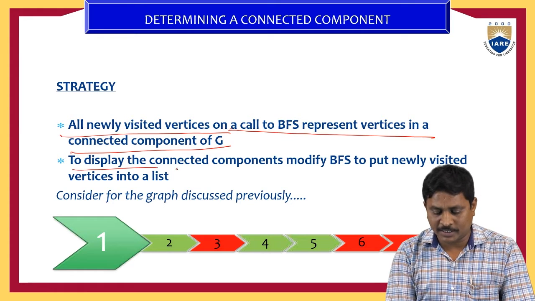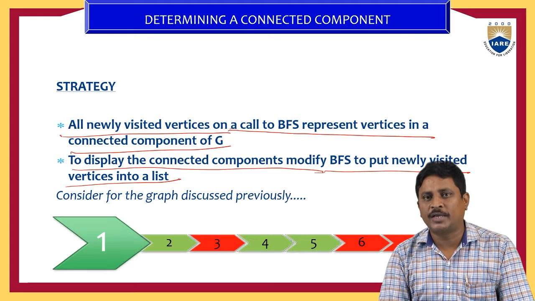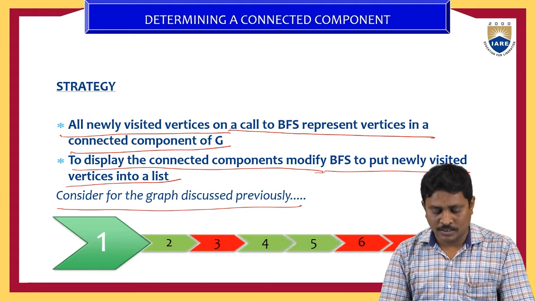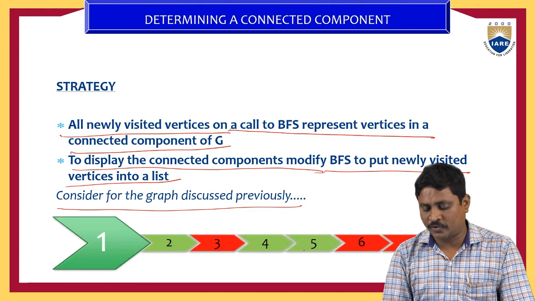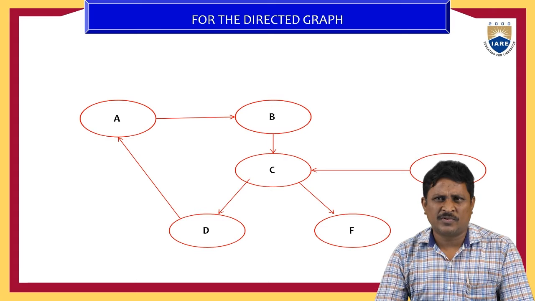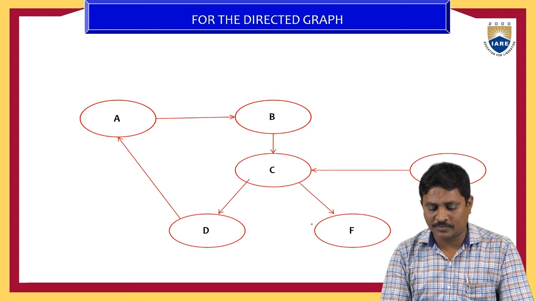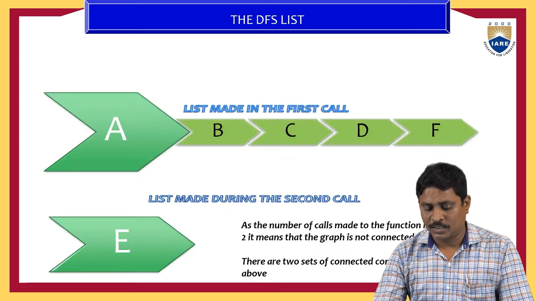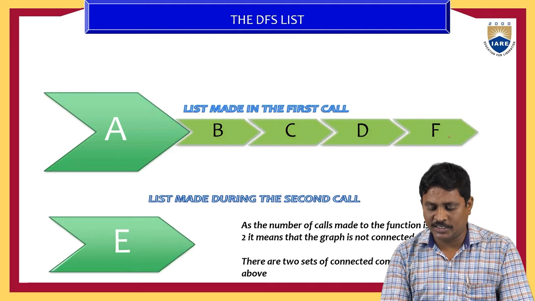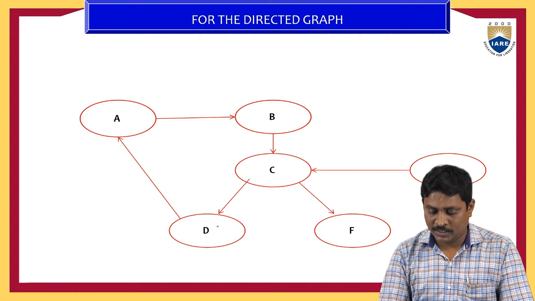To display the connected components, modify BFS to put newly visited vertices into a list. Consider the graph discussed previously. Here, 1, 2, 3, 4, 5, 6, 7, 8, all these are connected. Now for the directed graph A, B, C, D, E, F, the list made in the first call is A, B, C, D, F.